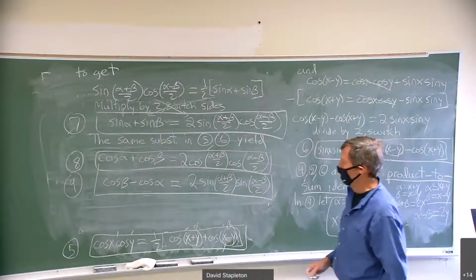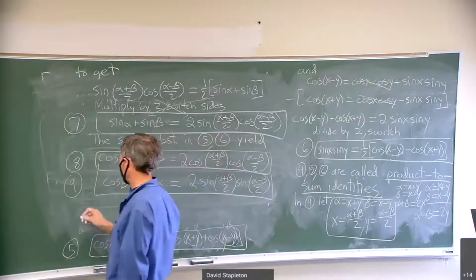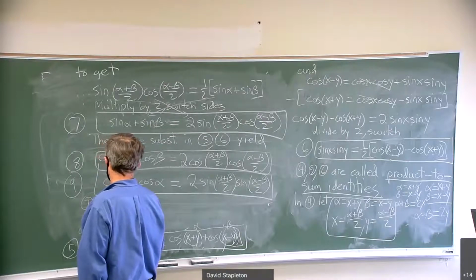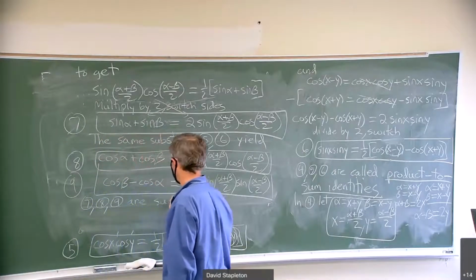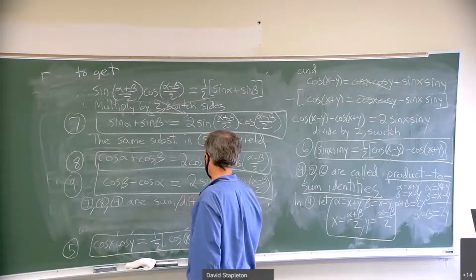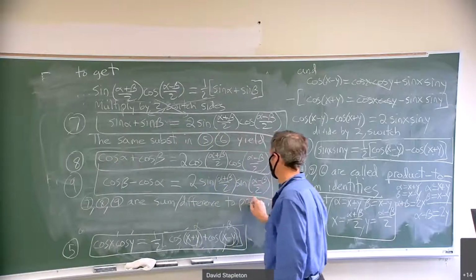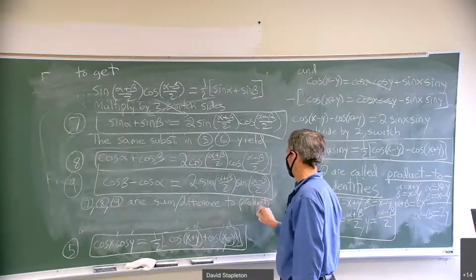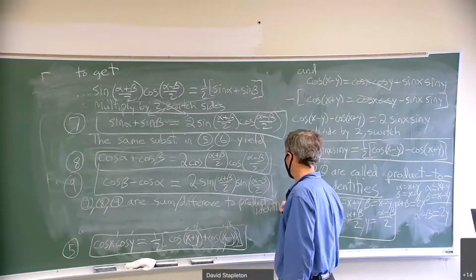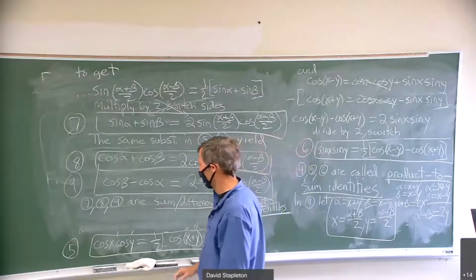And 7, 8, and 9 now are sum and difference to product identities. And there's some more of them. Let's not write them all down. But any sum and difference of sine and cosine can be rewritten as a product of sines and cosines. That's the idea of these. It's kind of fascinating that it works with trig functions. And then there are more.